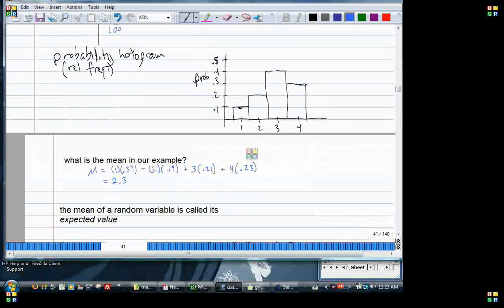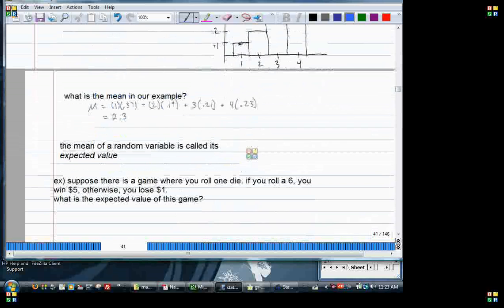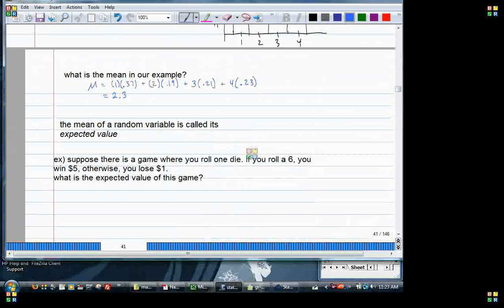We're going to play a game. This is a game where you roll a die. If you roll a 6, you win $5. Otherwise, you lose $1. So, in math, I would say, what's the expected value of this game? Another question we can ask about this game is, would you play this game?